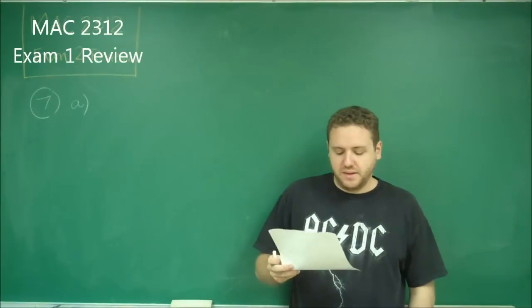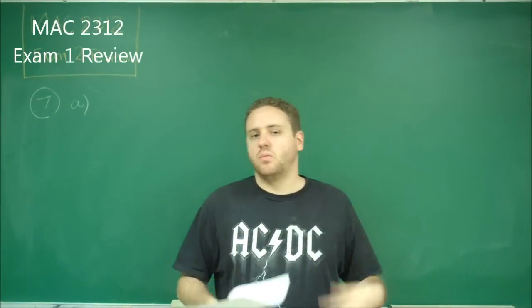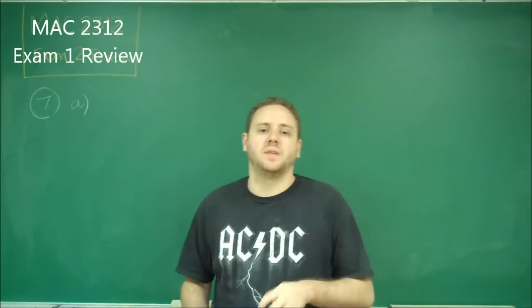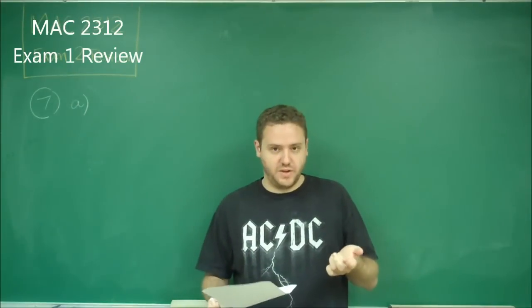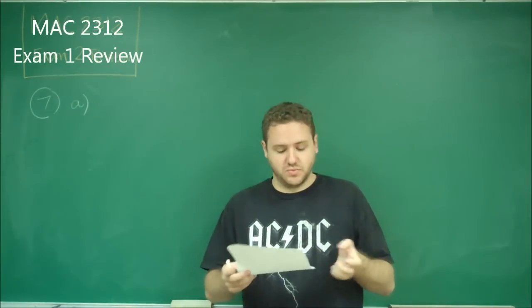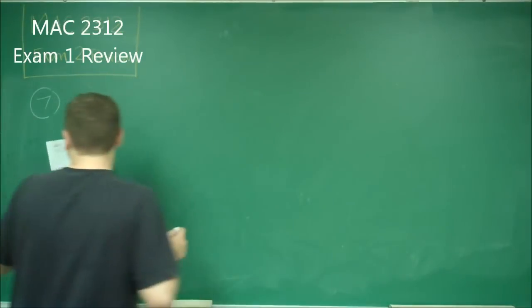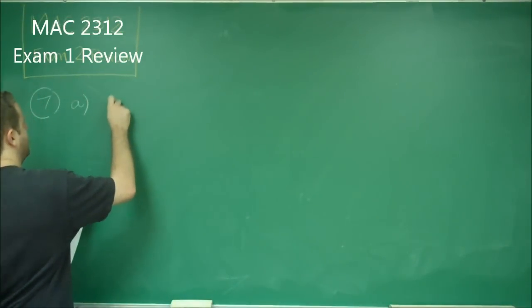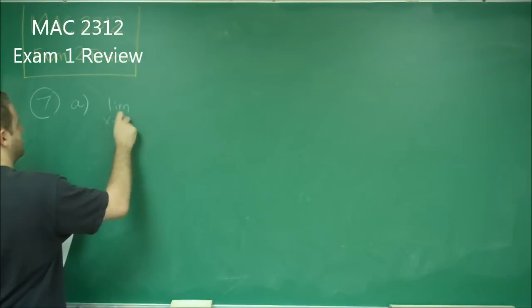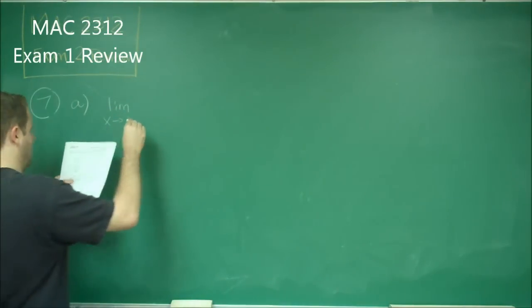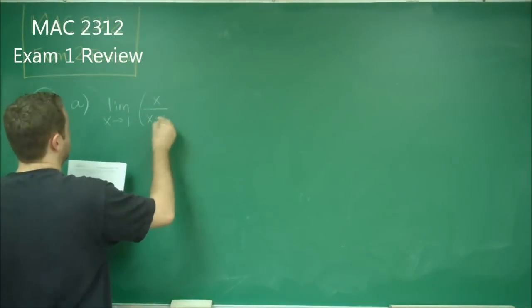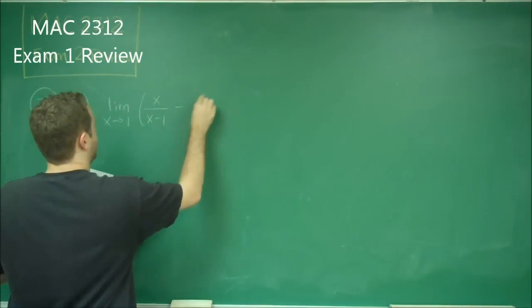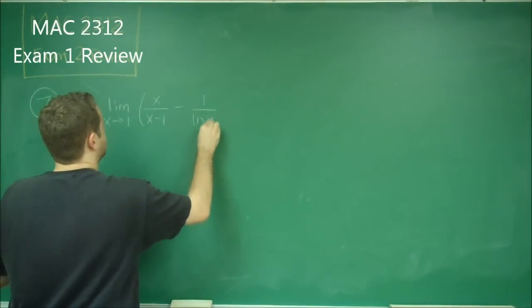7, we're just evaluating some limits, but for these, they're more complex limits that can't just be solved by direct substitution, like plugging in the actual value. We're going to need to use L'Hopital's rule. So, for letter A, we have the limit as x approaches 1 of x over x minus 1, minus 1 over ln x.